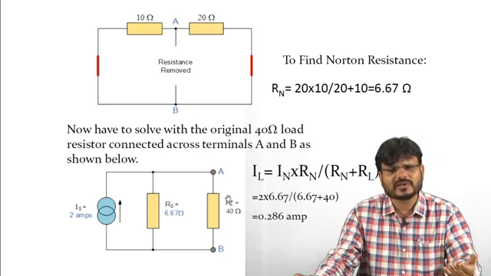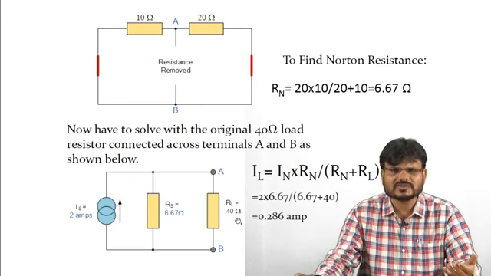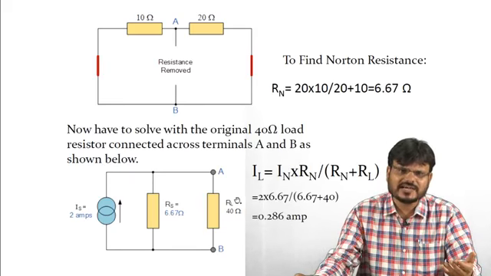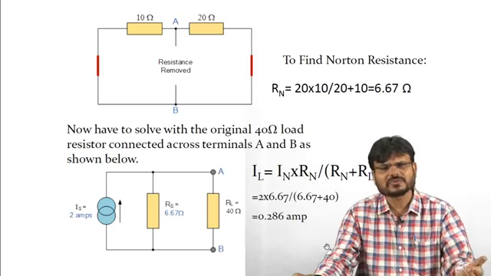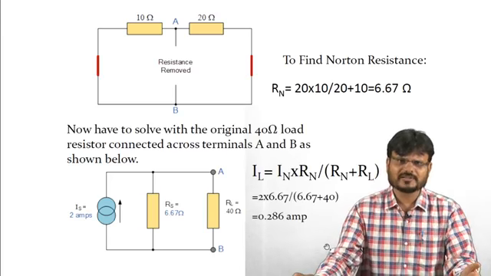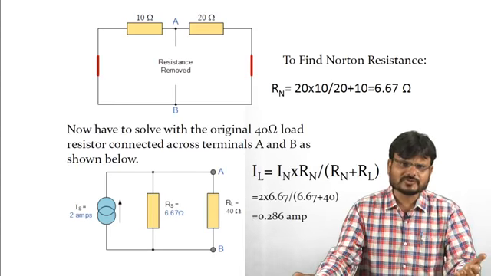Similarly, suppose you have to find the heat losses through this resistance. So heat loss is equal to what? I square R, that is I square, where I means the load current IL, squared, multiplied by RL. So this is how you can calculate the current, voltage and heat loss through the load resistance with the help of the Norton theorem.